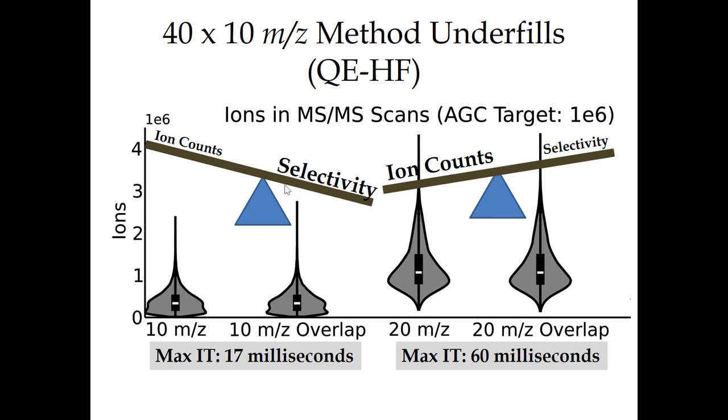This is data showing the number of ions that are actually making it into the Orbitrap when doing the method that has that maximum fill of 17 milliseconds and is scanning with 40 10 m/z windows, and this is the method with the 20 m/z windows. For the method with 20 m/z windows, you have worse selectivity, but you have more ion counts. So you're managing to fill the trap, hitting your AGC target with 1 million ions, whereas you're underfilling by roughly half for that faster scanning method. So it's not how fast you mow, it's how well you mow fast.